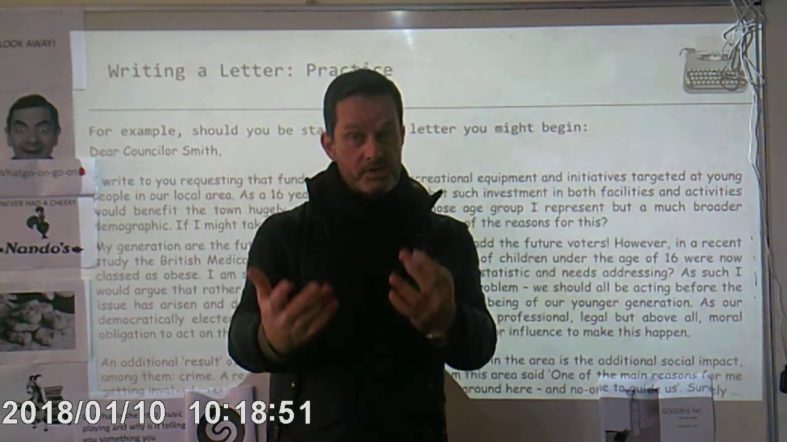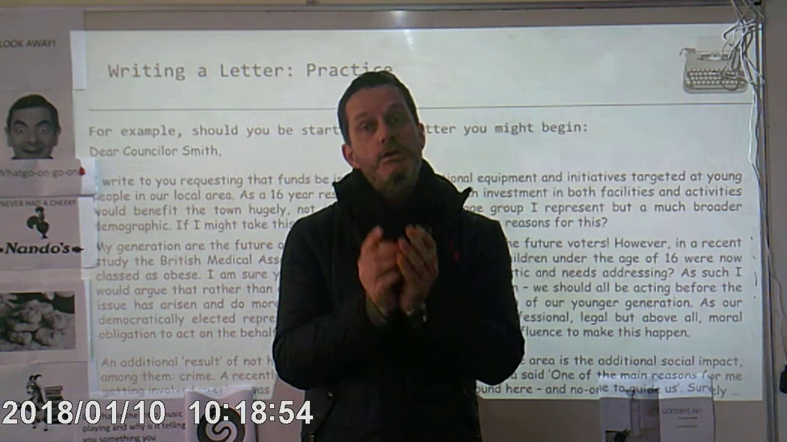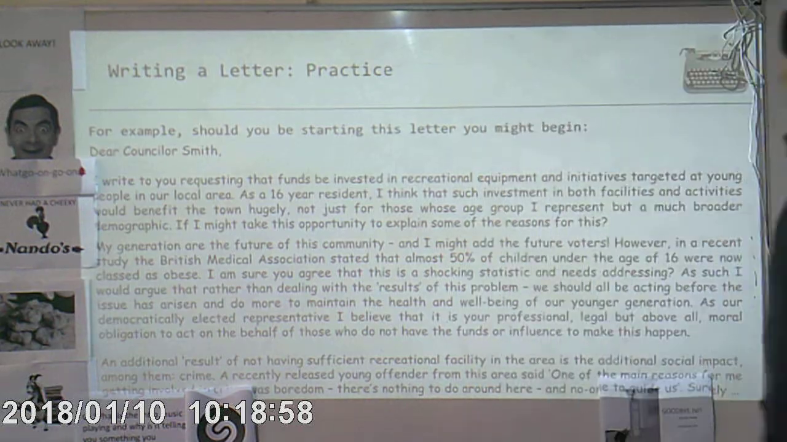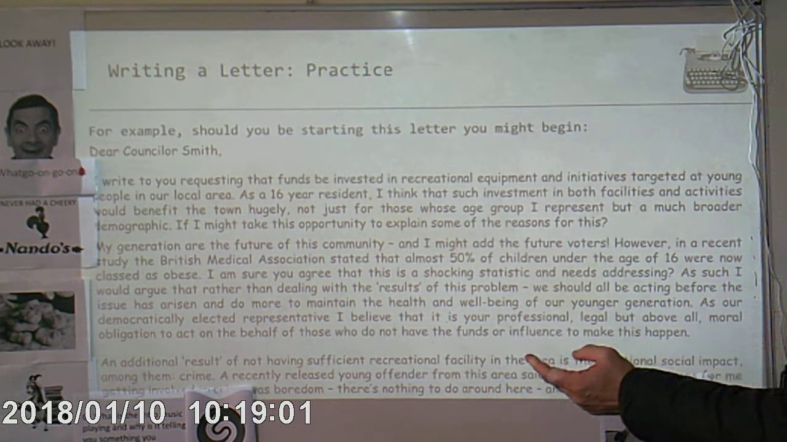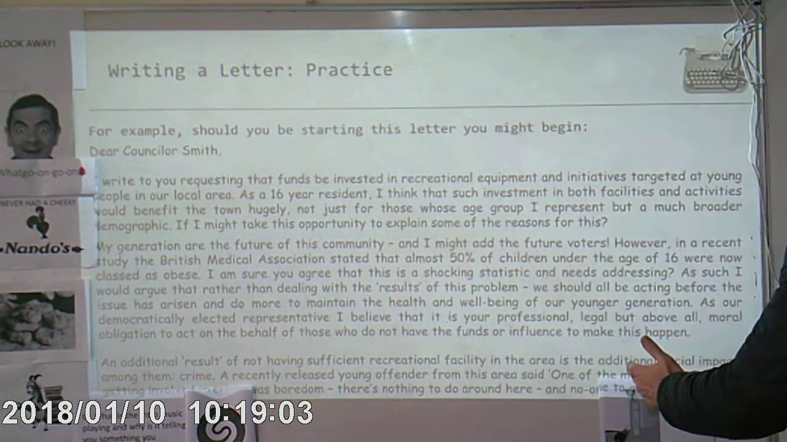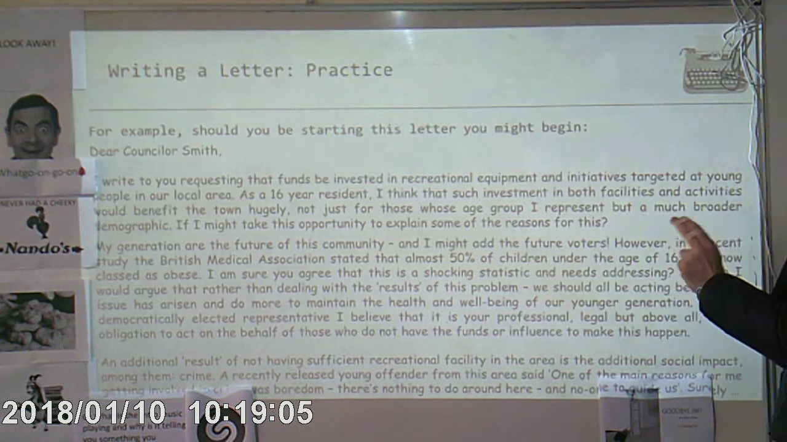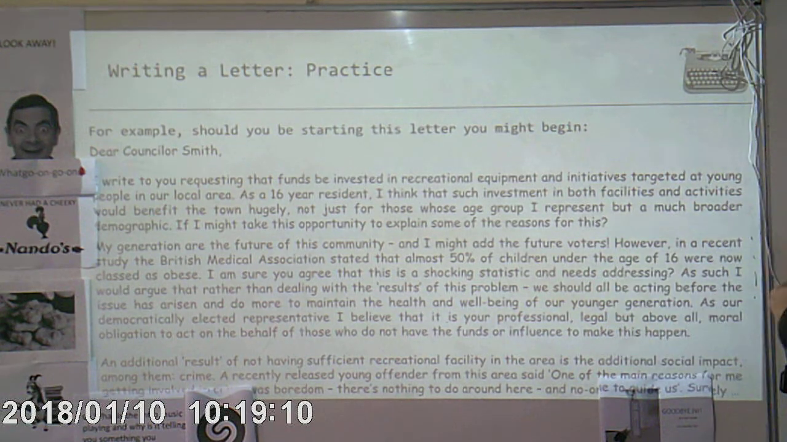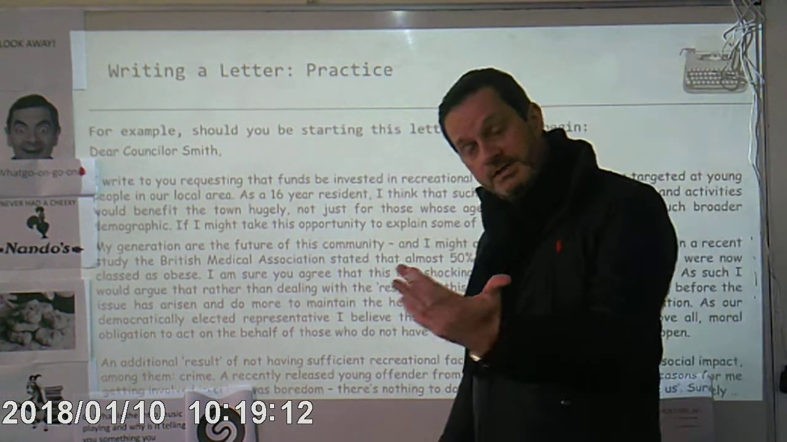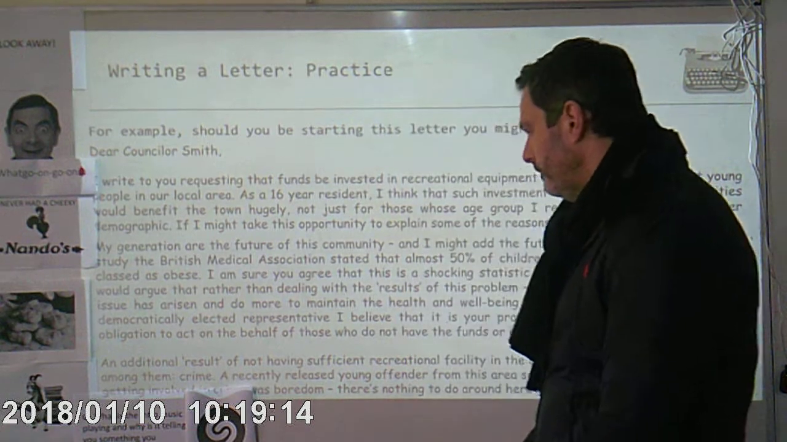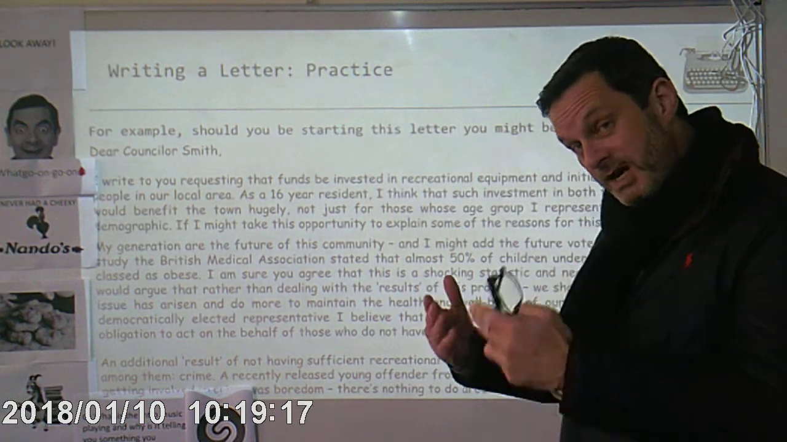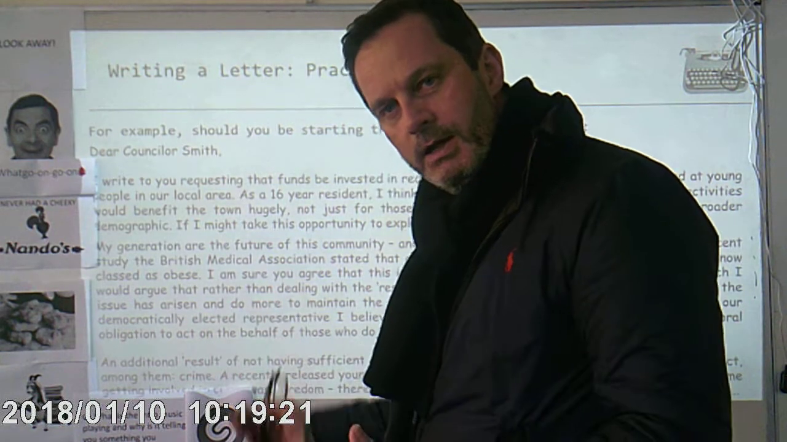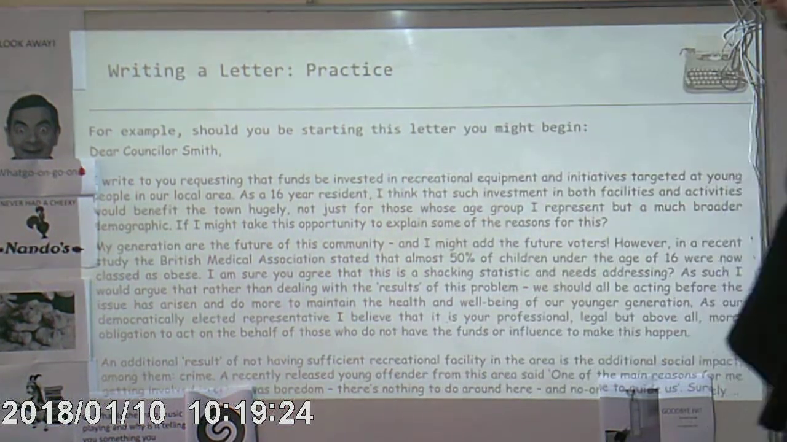of the argument. They want to see that you can think things, and they want to see that you can get those ideas down on paper clearly. As our democratically elected representative, I believe that it is your professional, legal, and above all, moral obligation to act on behalf of those who do not have the funds or influence to make this happen. List of 3. Okay? But again, it's creating that dialogue, it's creating that dynamic between, or the transaction between, in this case, the writer and the reader. They're expecting something back.